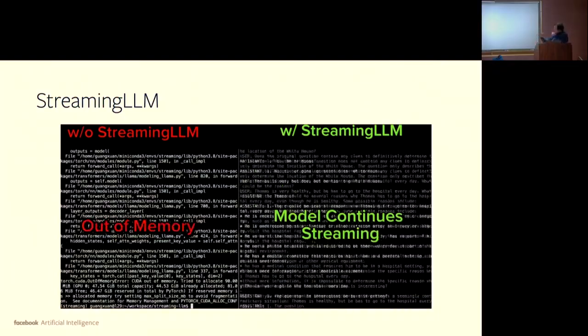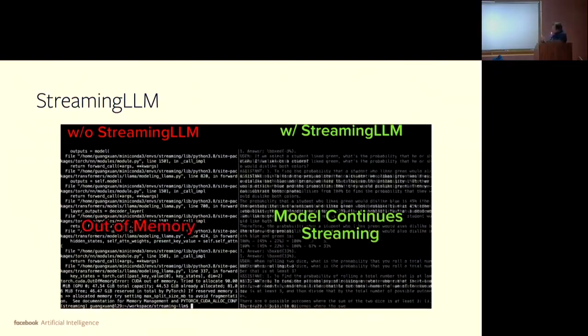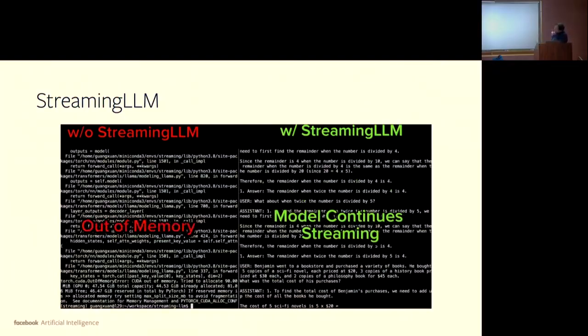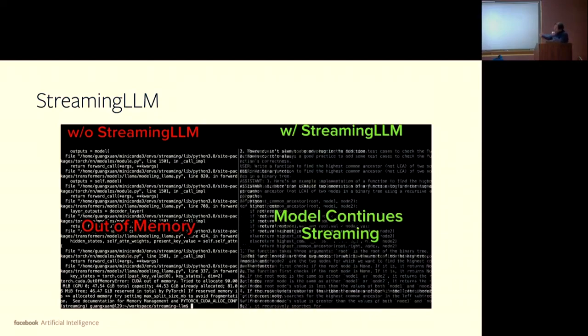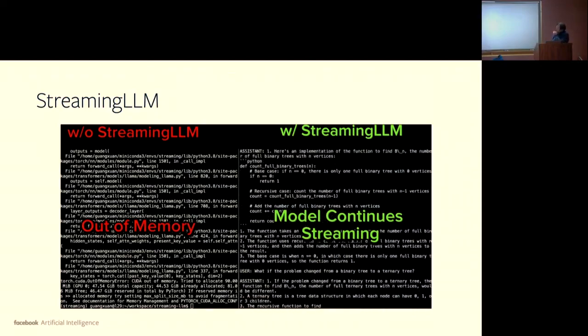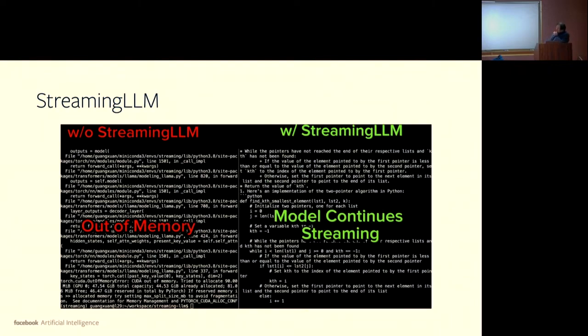But of course, if you don't use streaming LLMs, then what happens is that you either run out of memory because you have to keep a very long sequence of the KV cache, or if you just truncate all the previous tokens, including the initial first few tokens, then the model suddenly breaks and gives you garbage after the first few tokens are out of your budget window.